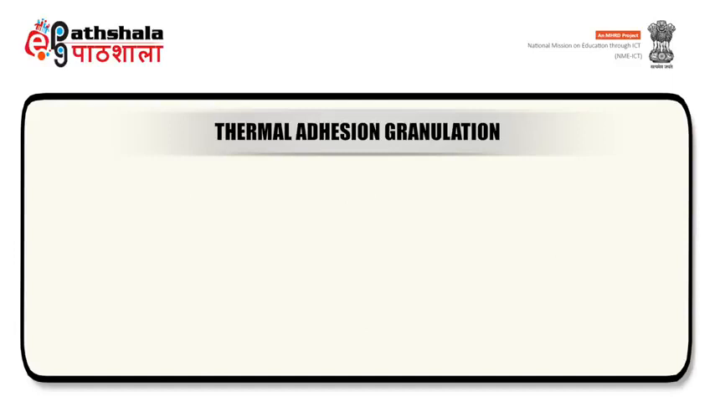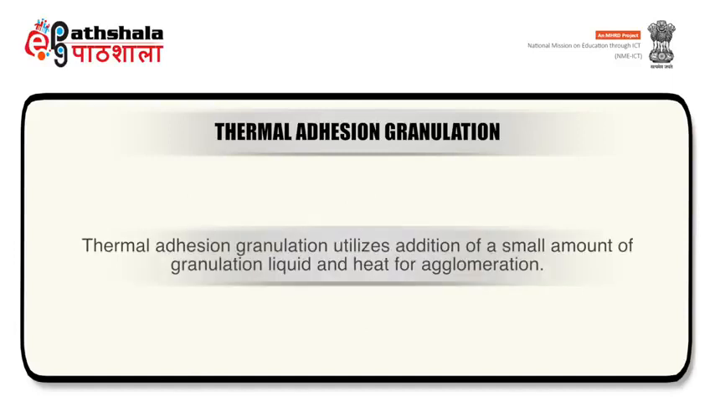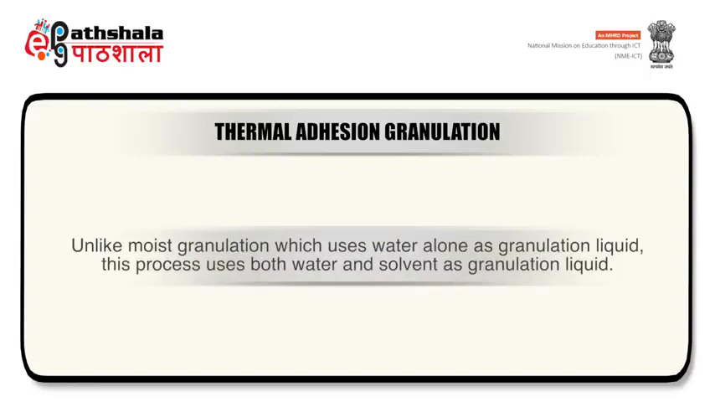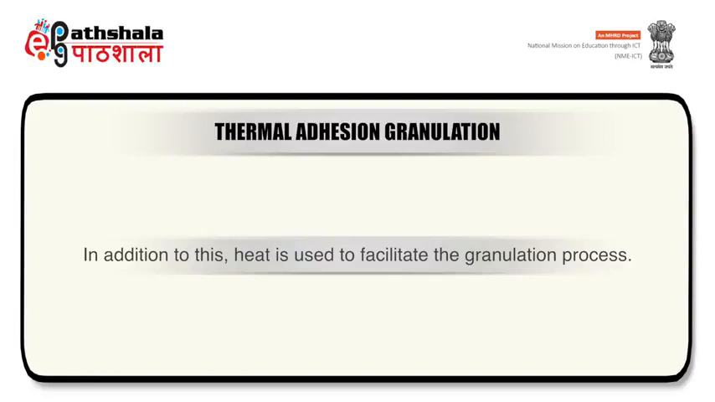Next, let us discuss thermal adhesion granulation. Thermal adhesion granulation utilizes the addition of a small amount of granulation liquid and heat for agglomeration. Unlike moist granulation, which uses water alone as granulation liquid, this process uses both water and solvent as granulation liquid. In addition to this, heat is used to facilitate the granulation process.